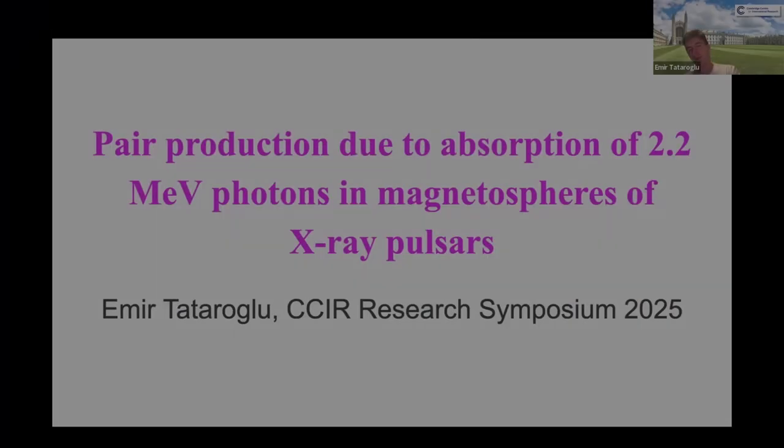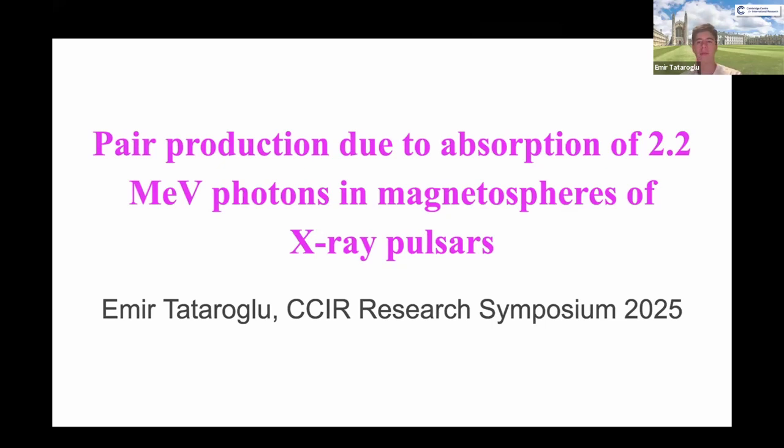Hi. This is my short presentation on my project, pair production due to the absorption of 2.2 megaelectron-volt photons in magnetospheres of X-ray pulsars. And just a little background on me and my project. I worked on this project this summer and fall of 2024 under the mentorship of Dr. Alexander Mushtakov. I'm currently a rising high school senior, though I've gone to college a year early, so I'll be a freshman in college this year.